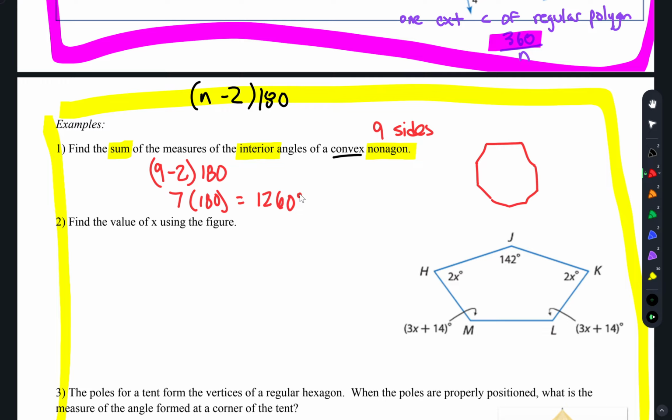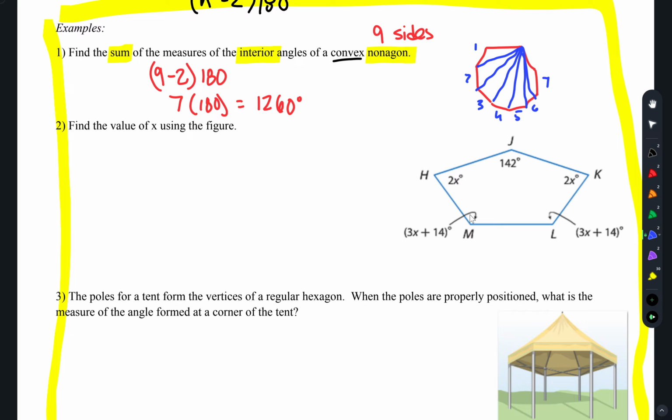Okay, don't remember your formula? That's okay. We can take our nonagon that I just drew, which is a little bit messy, but I can draw my nonagon and divide it into triangles. Look how many triangles I get. 1, 2, 3, 4, 5, 6, 7 triangles. 7 times 180 gets me 1260. We good on those 2 methods?